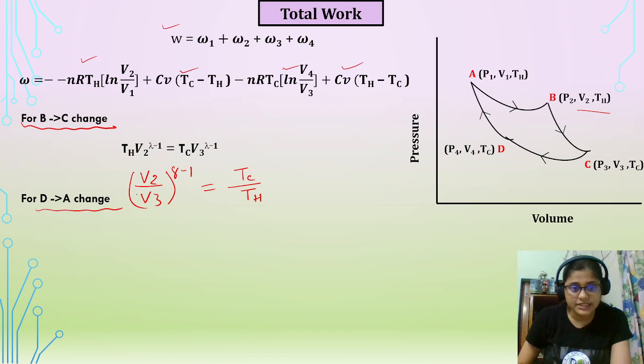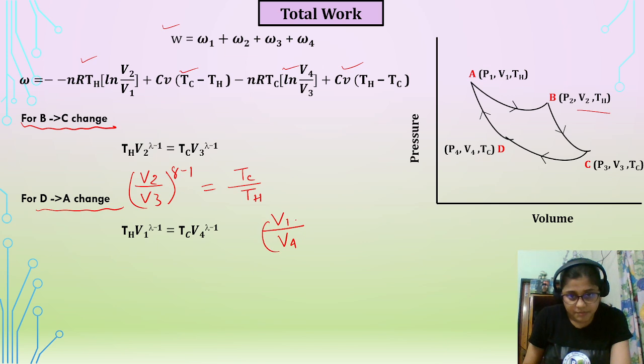Fine. And for the next adiabatic step, D to A, for this change we can write this one. And from this, we can write that V1 by V4 to the power gamma minus 1 will be equal to TC by TH. Fine.